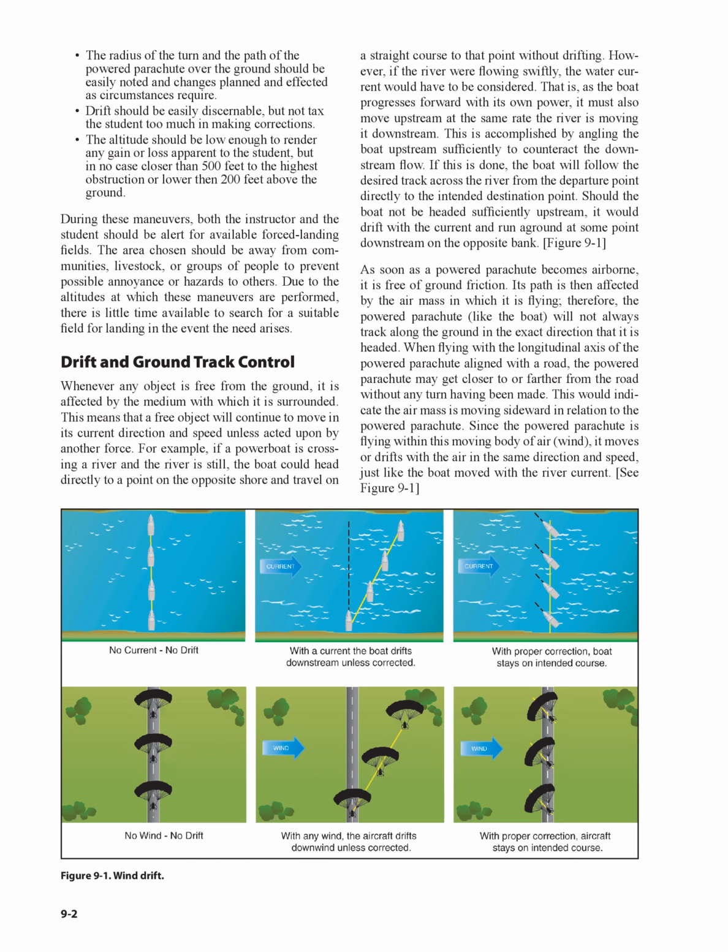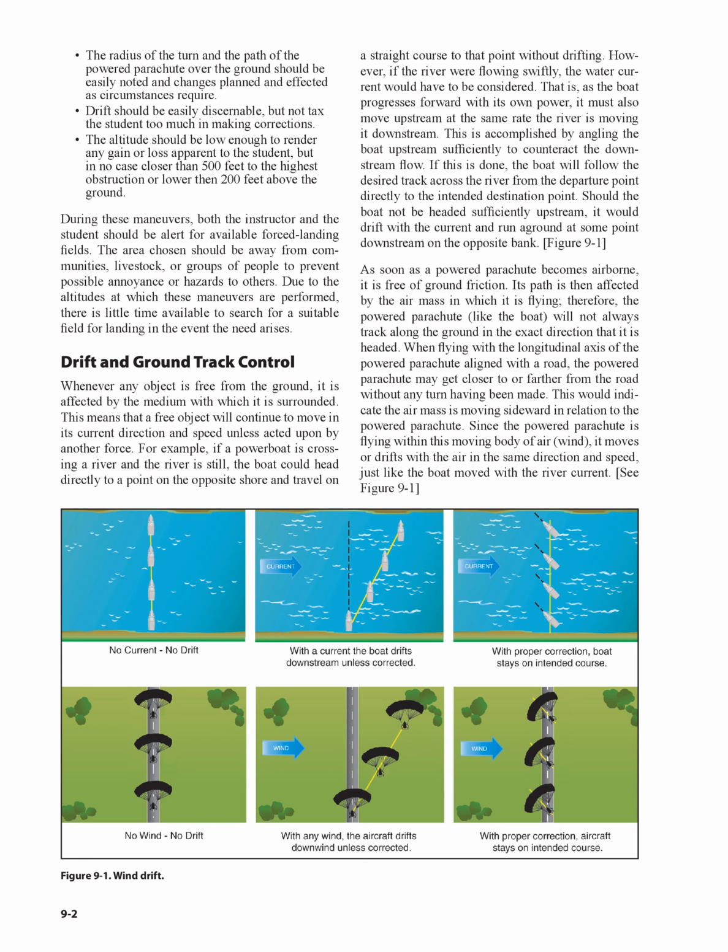Drift and ground track control. Whenever any object is free from the ground, it is affected by the medium with which it is surrounded. This means that a free object will continue to move in its current direction and speed unless acted upon by another force. For example, if a powerboat is crossing a river and the river is still, the boat could head directly to a point on the opposite shore and travel on a straight course to that point without drifting.